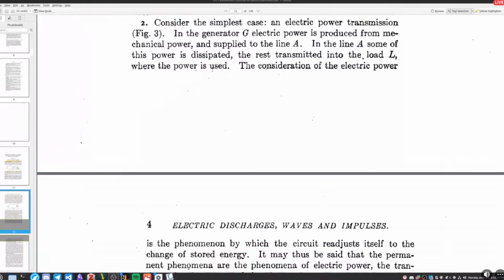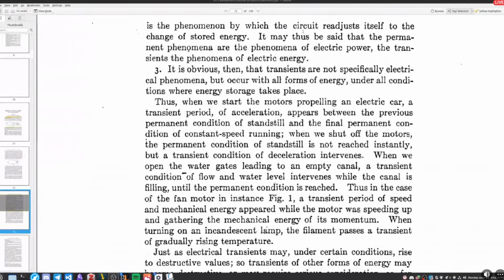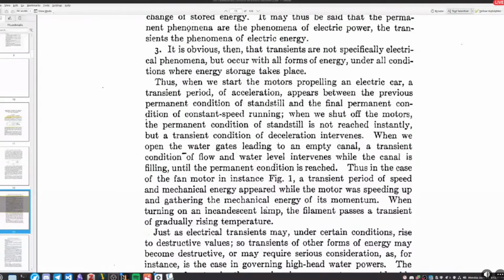The consideration of the electric power is the phenomenon by which the circuit readjusts itself to the change of stored energy. It may thus be said that the permanent phenomena are the phenomena of electric power, the transients the phenomena of electric energy. It is obvious, then, that transients are not specifically electrical phenomena, but occur with all forms of energy, under all conditions where energy storage takes place.